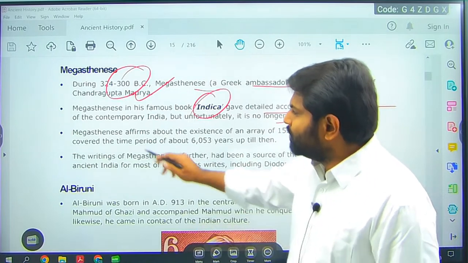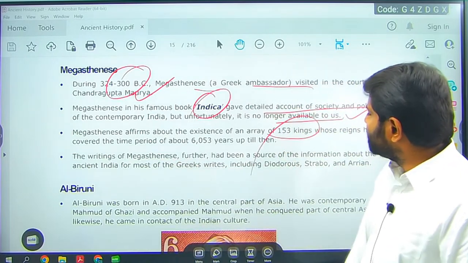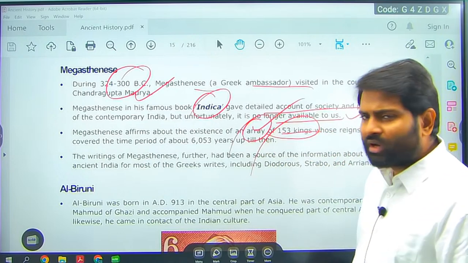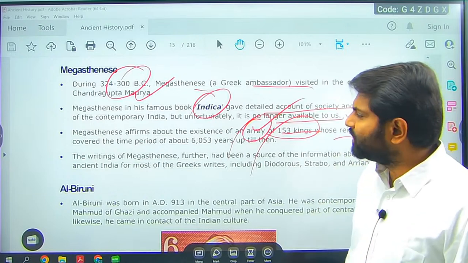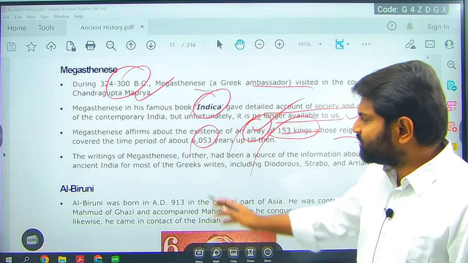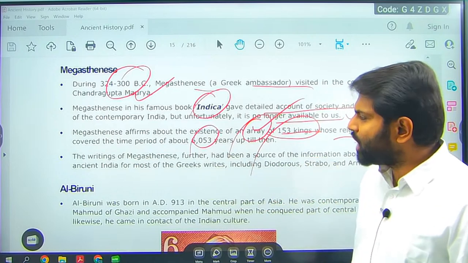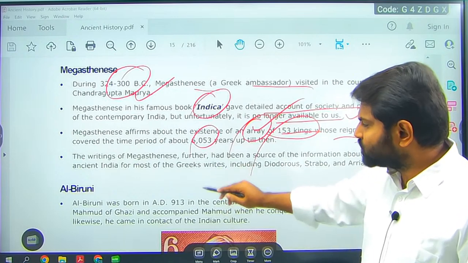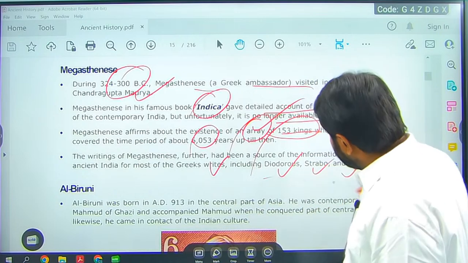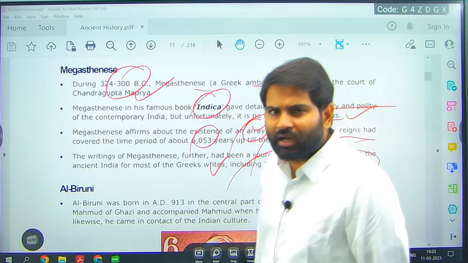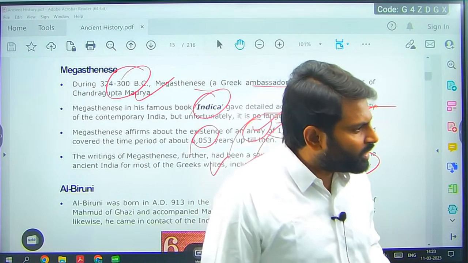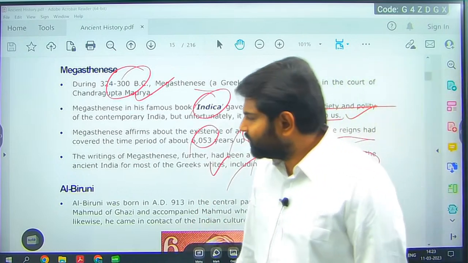Megasthenes affirms the existence of an array of 153 kings. So when you talk about this array of 153 kings, republics might be included, whose reigns had covered a time period of about 6053 years up till then. The writings of Megasthenes further became a source of information about the ancient time for most of the Greek writers, including Diodorus, Strabo, Arrian. Even these people gave references about Megasthenes' Indica. As I said, Megasthenes' Indica is not available, but references to it are available.